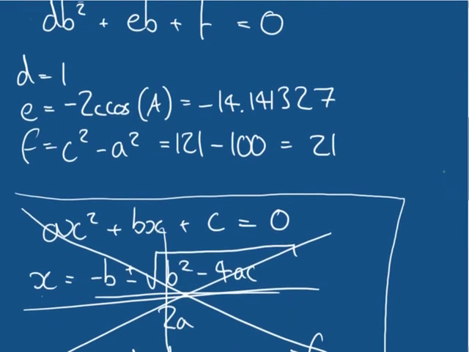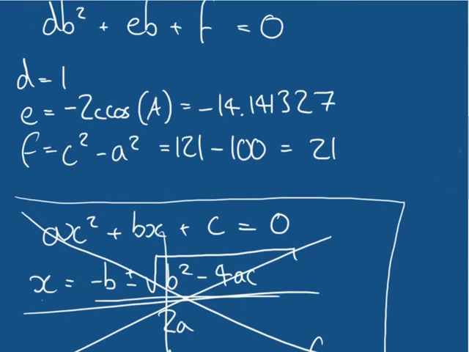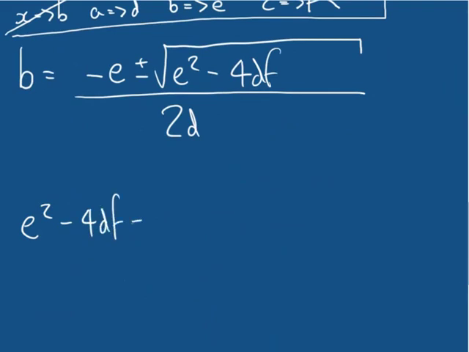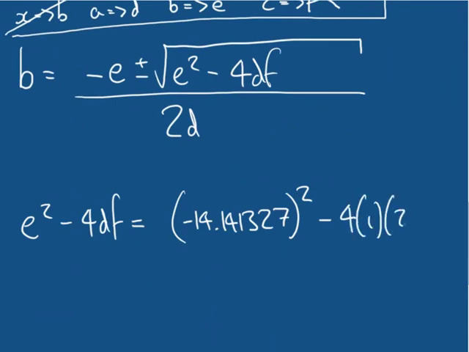So we're going to take our values of d, e, and f. d is 1, e is negative 14.141327, and f is 21. We're going to plug them into this part of the equation, and evaluate e squared minus 4df. So that's equal to, well, e is minus 14.141327. We're going to square that, and subtract from that 4 times 1 times 21. So let's bring up a calculator.